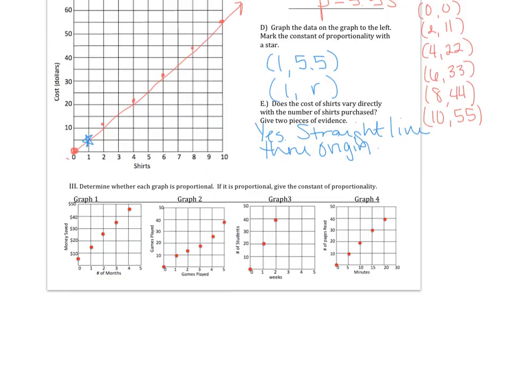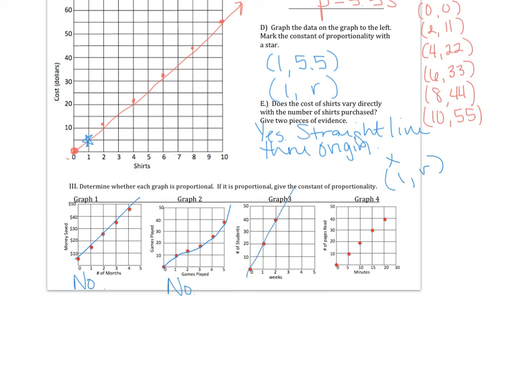Example 3 is asking us to look at these graphs and determine whether or not they're proportional. If they're proportional, we've got to give the constant of proportionality. We can find that easily by looking for when X is equal to 1, we go up to Y and find out what that value is. All right, graph 1. First of all, we need to have a straight line through the origin. If I connect those dots, I notice it's a straight line, but it does not go through the origin, so this is not proportional. If I connect the dots in graph 2, it goes through the origin, but it's not a straight line, so the answer is no.